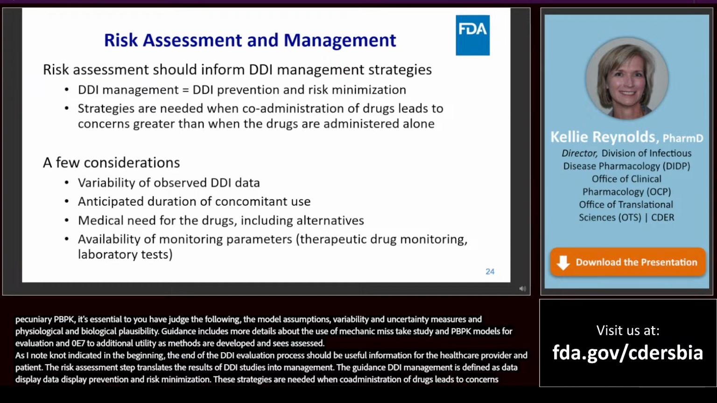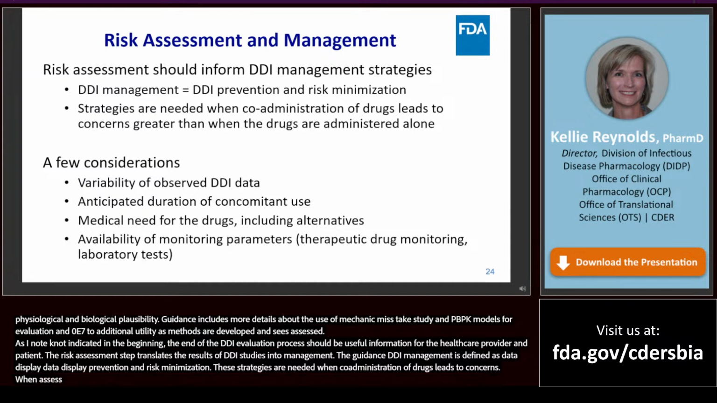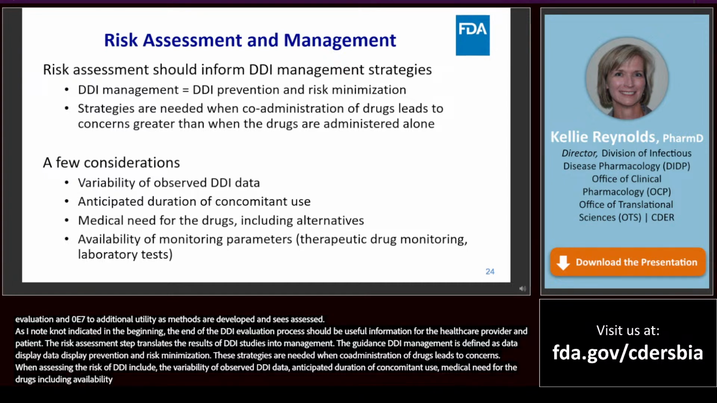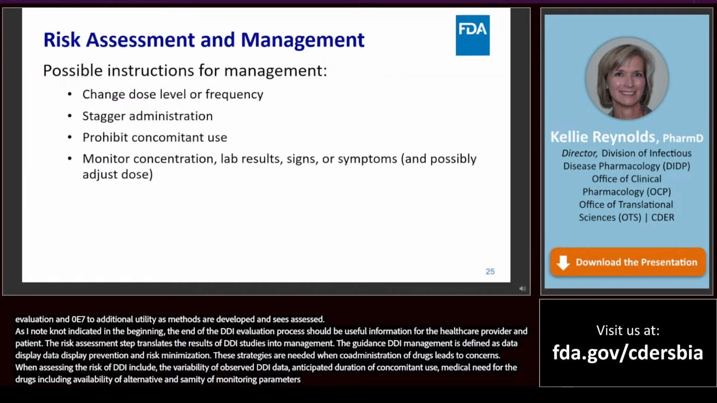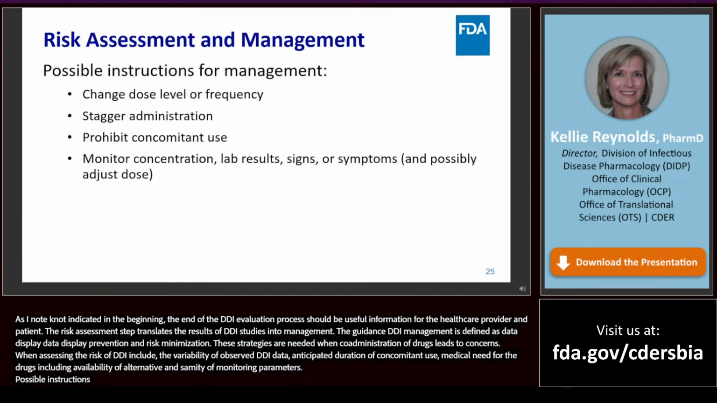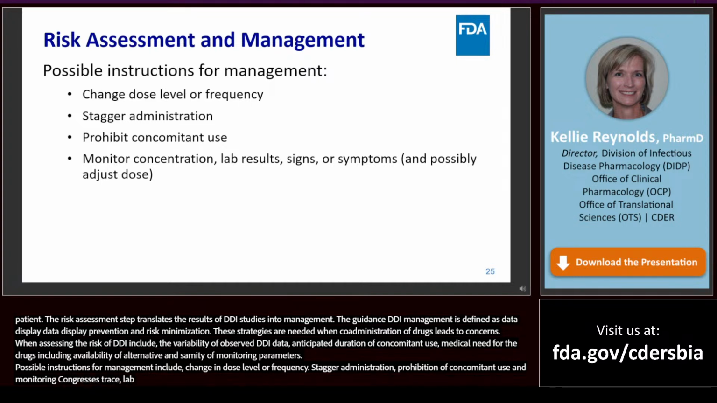A few considerations when assessing the risk of a DDI include the variability of observed DDI data, the anticipated duration of concomitant use, the medical need for the drugs, including availability of alternatives, and the availability of monitoring parameters. Possible instructions for management include a change in dose level or frequency, staggered administration, prohibition of concomitant use, or monitoring drug concentrations, lab results, signs or symptoms, and possibly adjusting the dose.